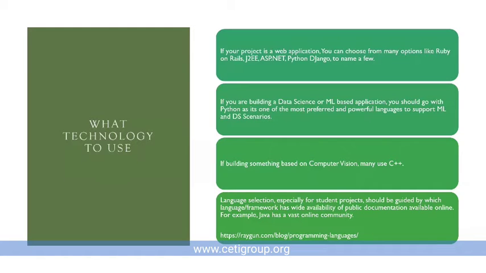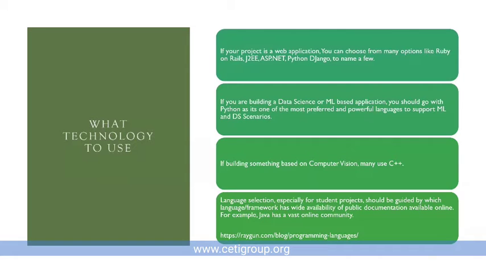If you are building a data science or ML based application, then many people go with Python as an obvious choice, because it is a very powerful language with support for many machine learning and data science scenarios. Many people also use R. I have used R as part of my coursework in my masters at the University at Buffalo, but I didn't use it much. But I know it is one of the options. Python, I think, is the most popular option. Many people also work on projects based on computer vision with C++. I've seen many people use C++ as the language of choice for projects in this area.